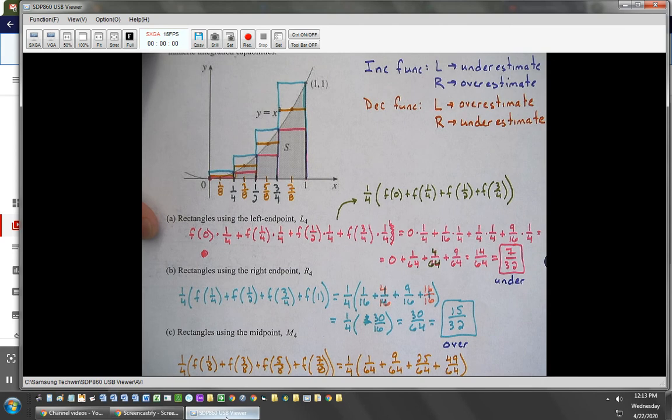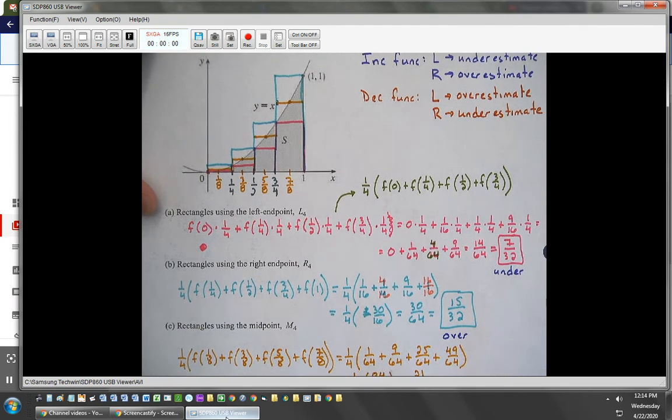which is 1/4 times, all right, 1 plus 9 makes 10, plus 25 makes 35, plus 49 makes 84 64ths. I want to reduce this first. 4 goes into both of those, so that's 21 over 64.